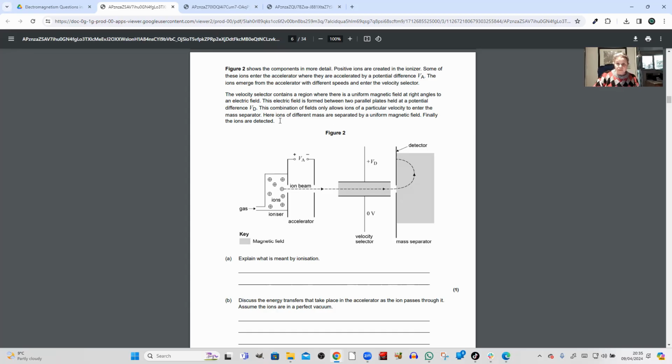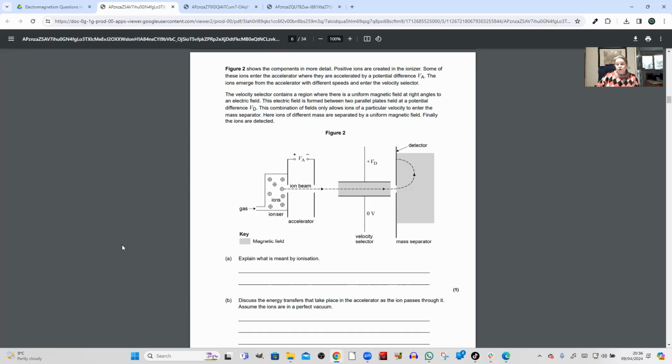Okay, so the velocity selector contains a region where there is, look at this, a uniform magnetic field at right angles to an electric field. Okay, so now what's drawn on there is the electric field. So you've got a positive voltage at the top and 0 volts at the bottom. So you've got that potential difference between those two parallel plates. And obviously these particles, they're positively charged ions, so they are going to be attracted downwards.